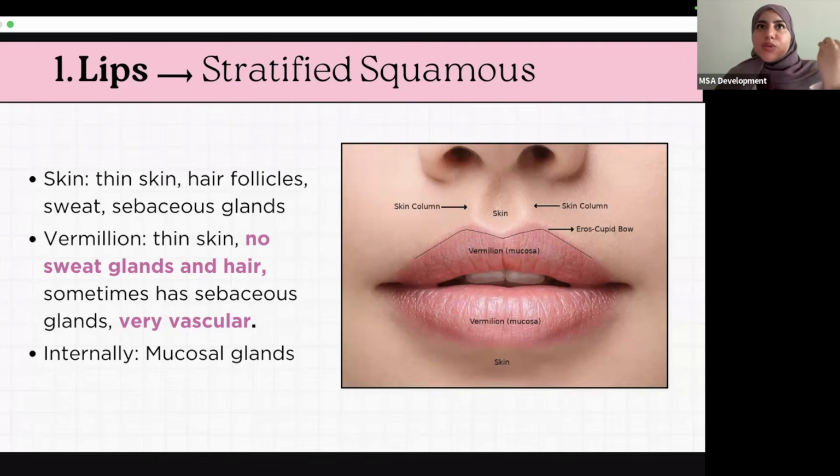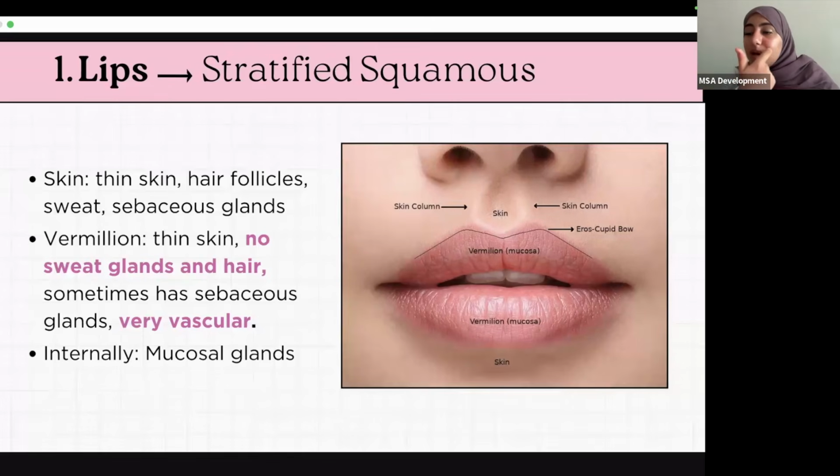And so the pink part, since it's pink, you would think that it has high vascularity. So it does have high vascularity. And another point to point out is that in your lips you don't have hair follicles. So just remember, there's no hair follicles, no sweat glands. Just keep that in mind. I wouldn't say it's high yield or something you're going to be tested on, but it's kind of common sense. So think about it.